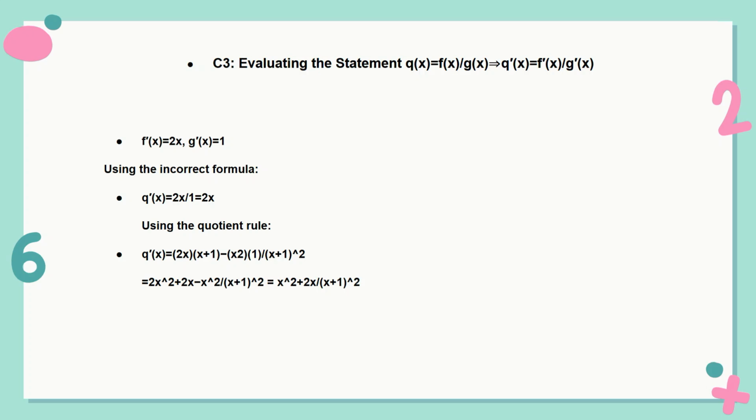Now, let's use the quotient rule. Using the quotient rule, we get q prime of x is equal to 2x multiplied by x plus 1, minus x squared times 1, divided by x plus 1 squared. Our answer for this is x squared plus 2x divided by x plus 1 squared. Since 2x is not equal to x squared plus 2x divided by x plus 1 squared, this proves that the given statement is false. The correct way to differentiate quotients is to use the quotient rule.